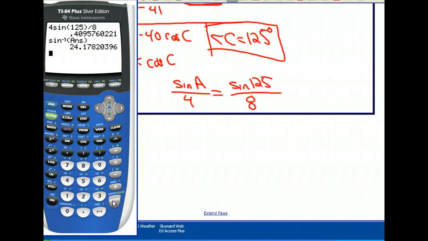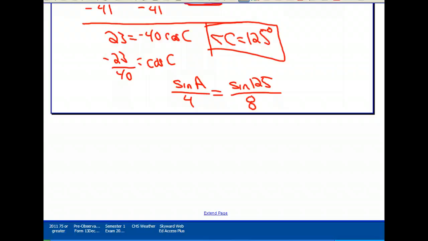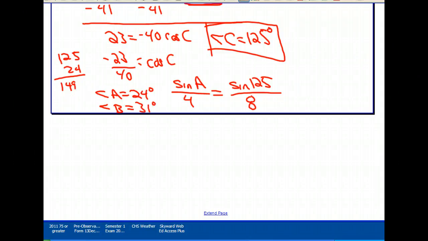And I'm not worried about the or, that's 24. There's no way it would be in the second quadrant. This was a small angle. So we've got A is 24 degrees. I can also get angle B because I know there's 180 degrees in a triangle. 125 and 24 give me 149. So it looks like angle B is 31 degrees. So we've solved this triangle.